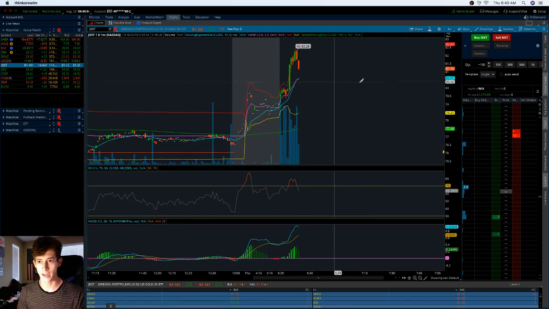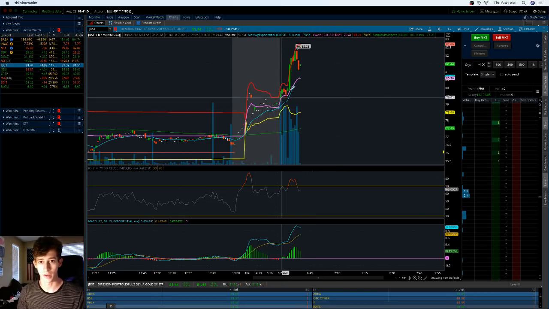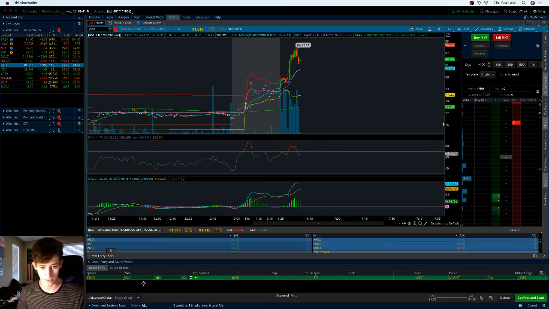Here's the pullback. This is pretty much what I've been looking at. I'm up a little bit over $1,100 on the day, and I did not play this out perfectly. I originally locked in profits right as the market opened. Here we go. We have a nice little push coming up.